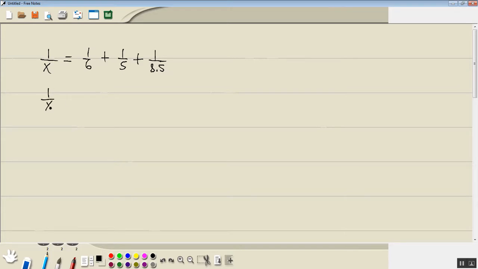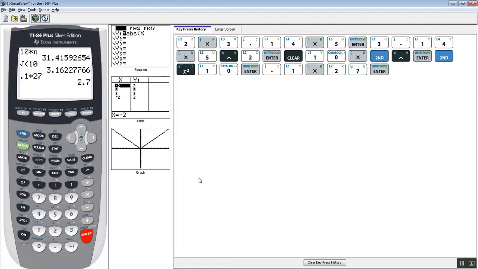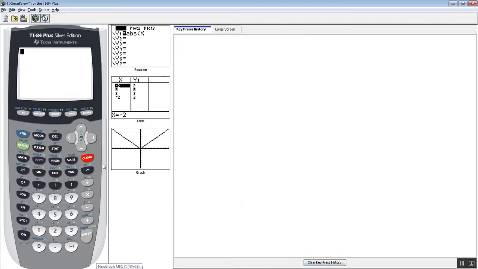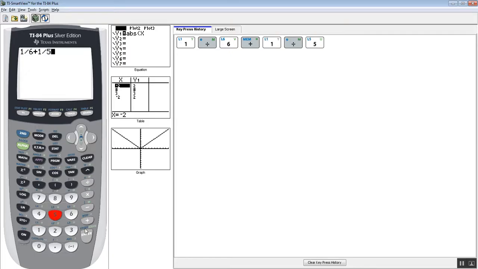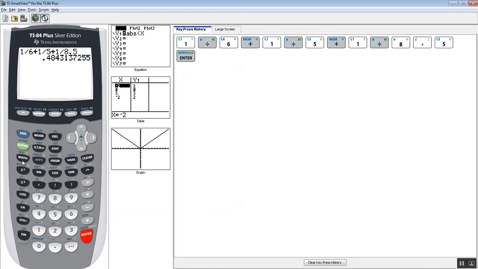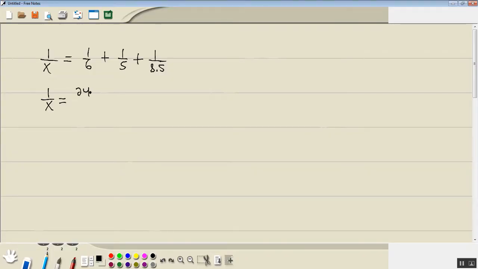Now I'm going to cheat a little bit. I don't like working with fractions. Hopefully if you don't have a TI-83 or TI-84, you at least have a scientific calculator. So 1 divided by 6 plus 1 divided by 5 plus 1 divided by 8.5. And then I'll do enter and then math, enter. 247 over 510.